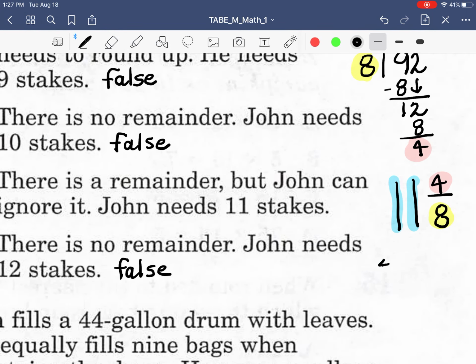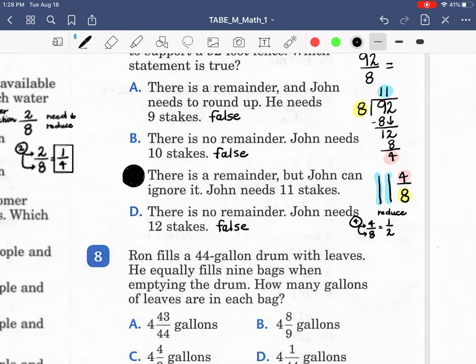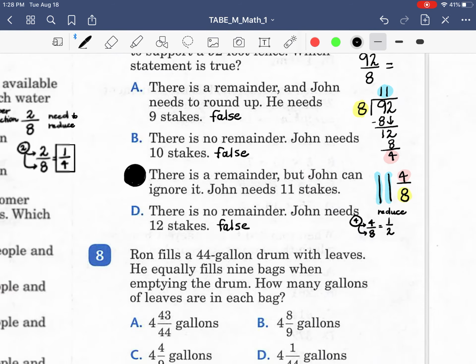And just for your knowledge, guys, let me show you that you do need to reduce that 4/8. You can reduce that one by 4, which would bring you down to a half. So really 11 1/2 is the best answer for that mixed number. But we didn't have to do that to solve the problem. It's just good practice to know when you can reduce.